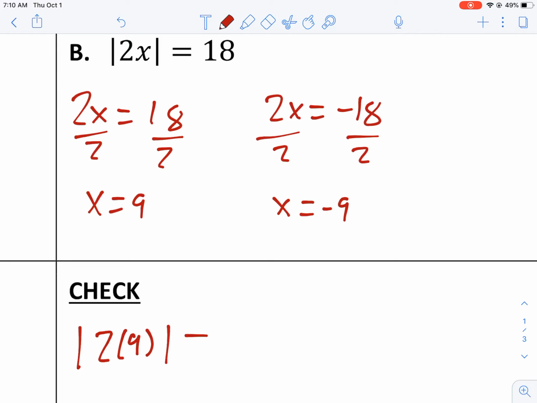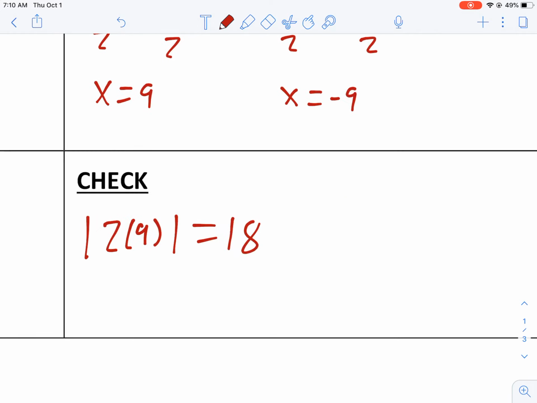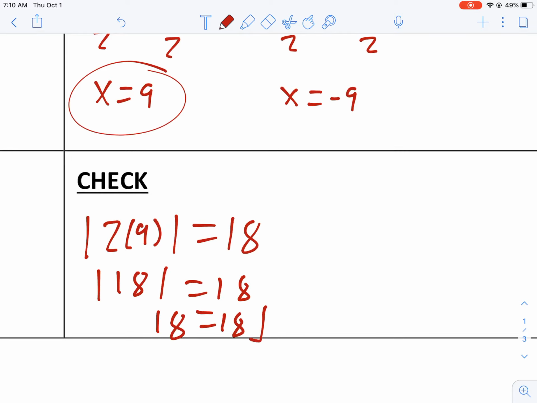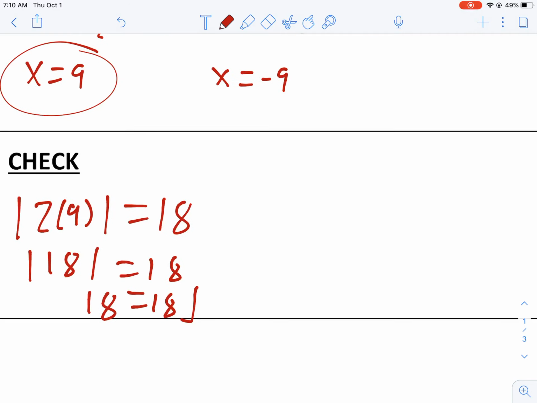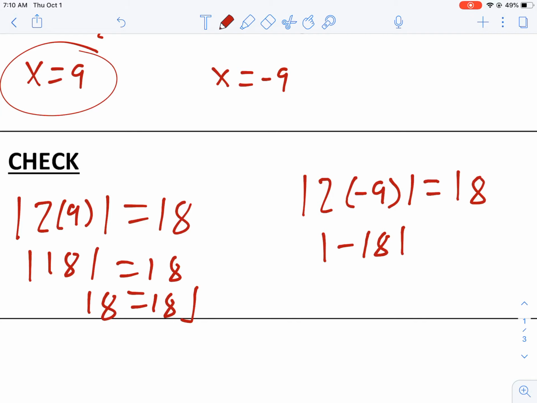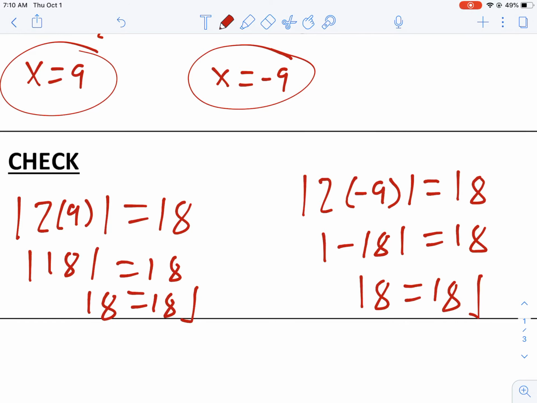we've got 2 times 9 equals 18. 2 times 9 is 18. So that's true, all right? 18 equals 18, so that is a solution. If we plug in negative 9, we've got 2 times negative 9 equals 18. That gives you negative 18 equals 18, and this is true because the absolute value of negative 18 turns it to positive 18. So this is also a solution.